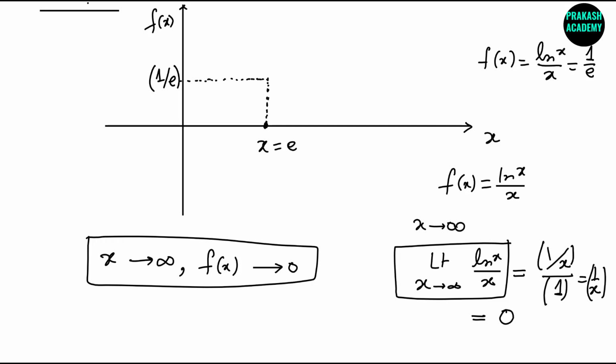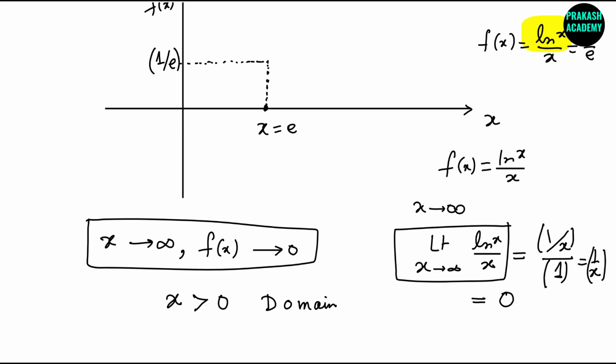What about x negative numbers? Now if you remember, the log function is not defined for negative numbers. So this means x cannot be negative. x is always greater than 0 because the log function is only defined for positive numbers. So the domain is x greater than 0.